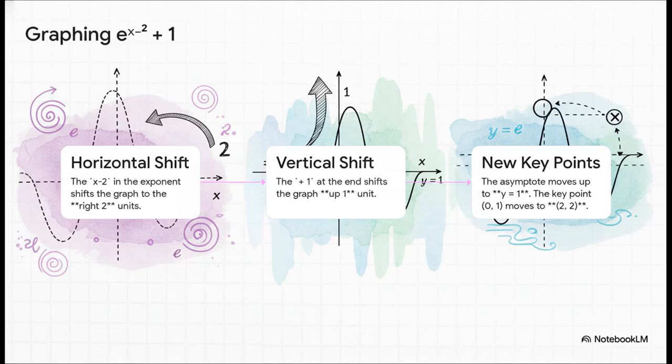Then that plus 1 tacked on the end, that's our vertical shift. Nice and easy. That just moves the whole thing up 1 unit. And these shifts take our key features along for the ride. The asymptote moves up from y equals 0 to y equals 1. And our main point, (0, 1), gets shifted right 2 and up 1. So its new address is (2, 2).